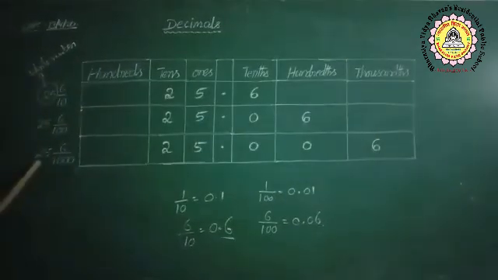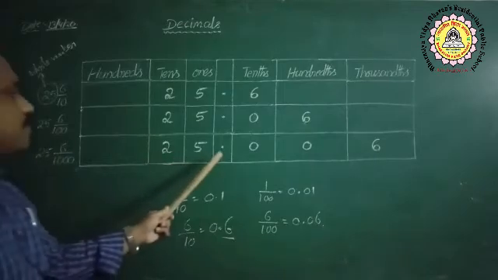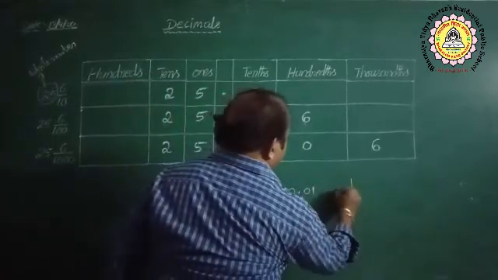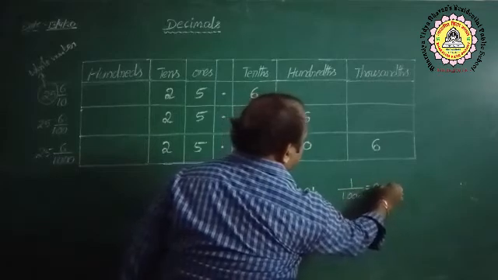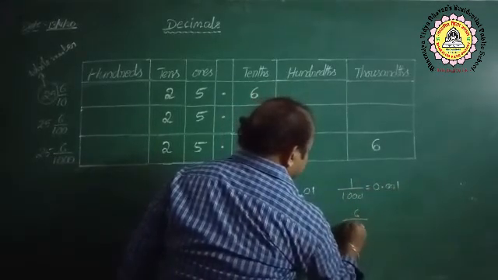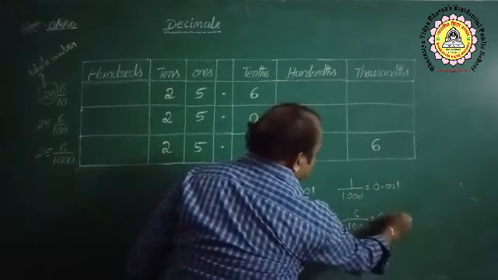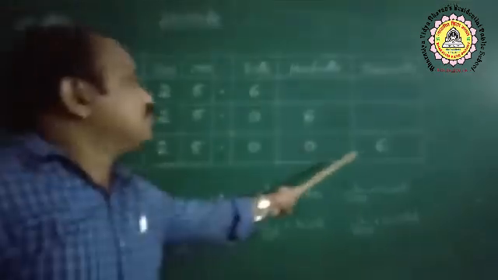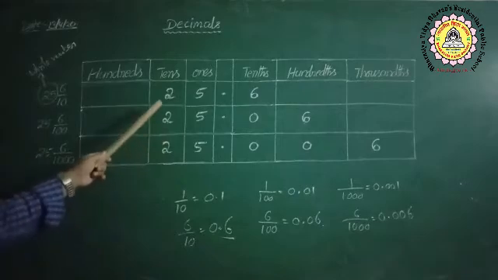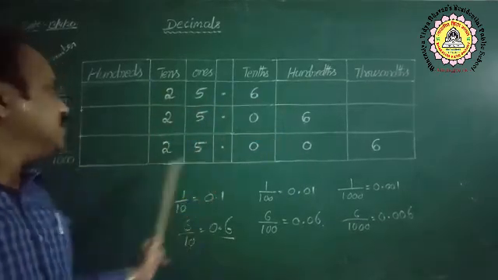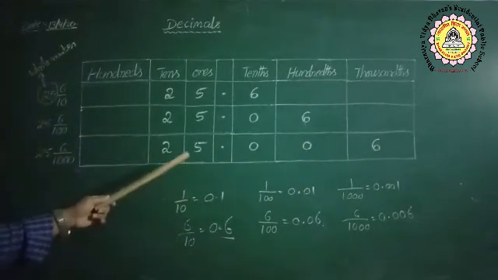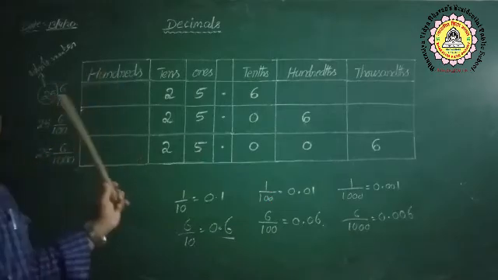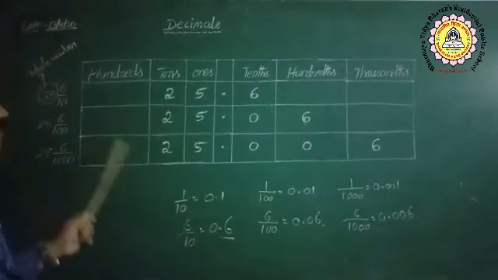Now the last one, 25 and 6 by 1000. So 2, 5, 25 point. See here also, 1 by 1000 means 0.001. So 6 by 1000 is equal to 0.006. So after the point, what should come here? 006. So what are our answers? 25.6, 25.06 and 25.006. These are the decimal forms for the given fractional numbers.